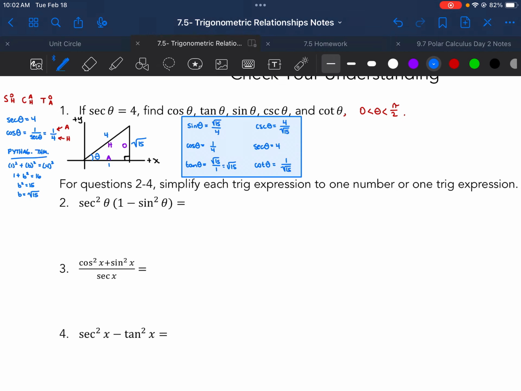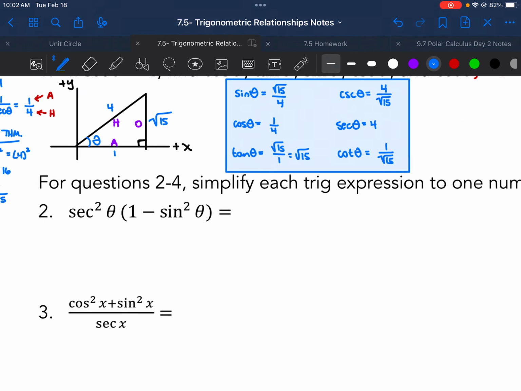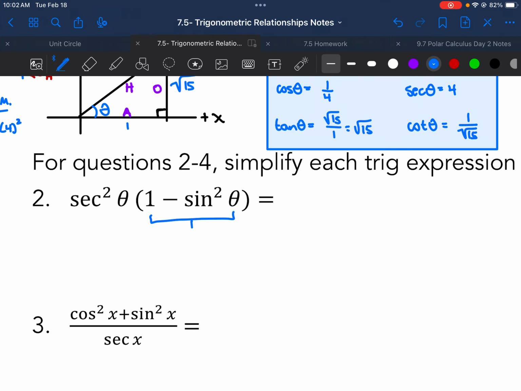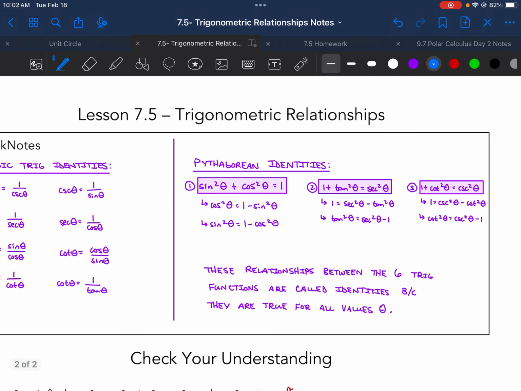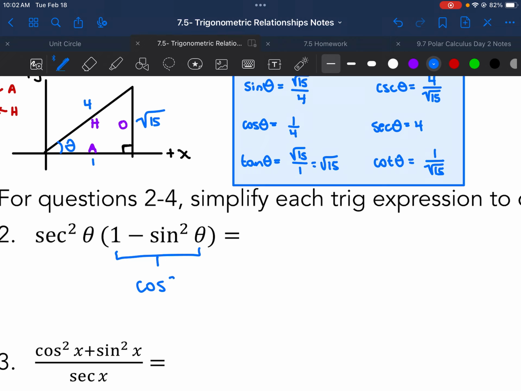Okay, so let's go ahead and see how this is going to work. Looking at number 2, we have secant squared of theta times 1 minus sine squared. If we look up here, 1 minus sine squared is the same thing as cosine squared. This is that Pythagorean identity rewritten. So 1 minus sine squared is the same thing as cosine squared. Now this is going to turn into secant squared of theta times cosine squared of theta.